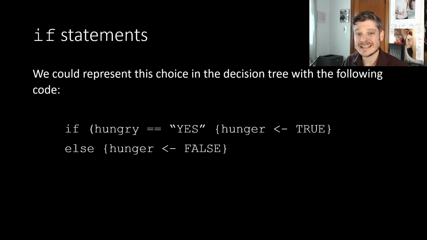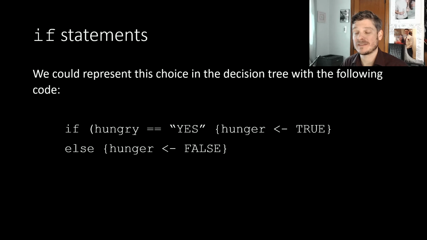The idea is that we would represent the choices in our decision tree with something like the following code. If hungry equals yes, so if I am hungry, right? If that evaluates to yes, then I'm going to store the value true in my hunger. My hunger is true. Else, my hunger, I'm going to store false. Now again, our code blocks and our comparison operator can be much different than this, right? Our comparison operator can really be anything that involves one of those operators, and our code blocks can be anything.